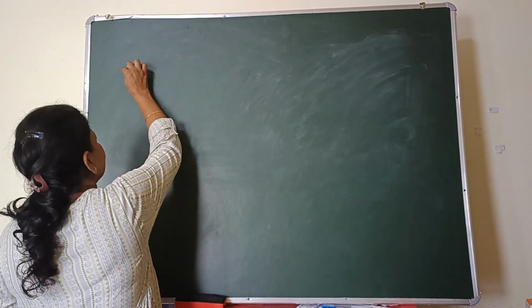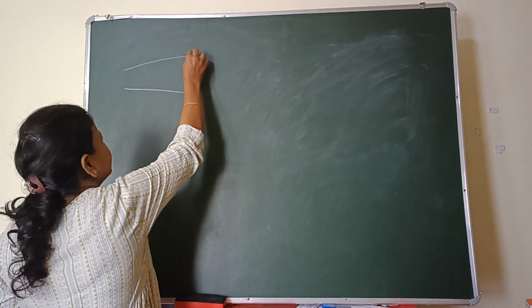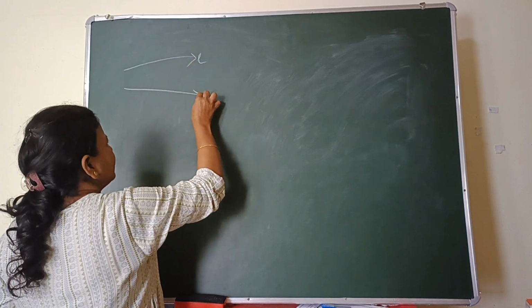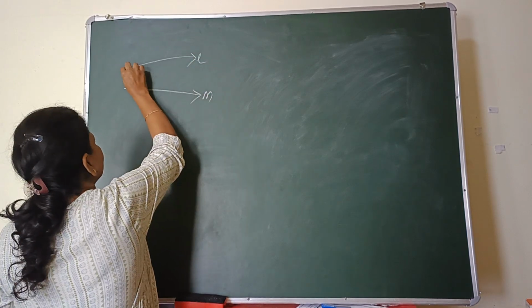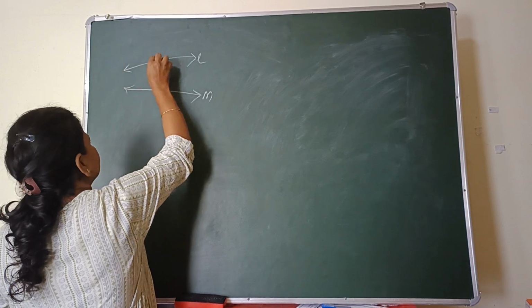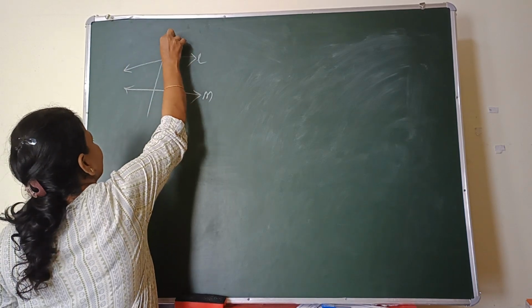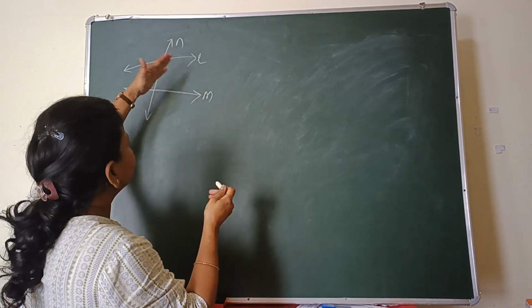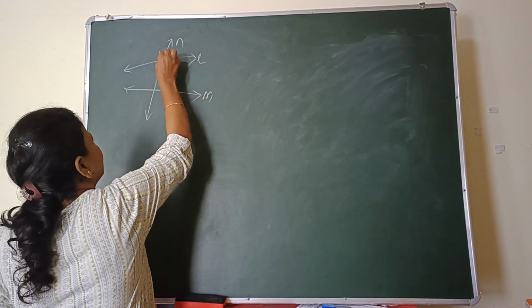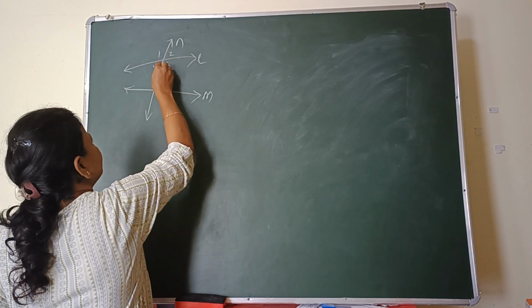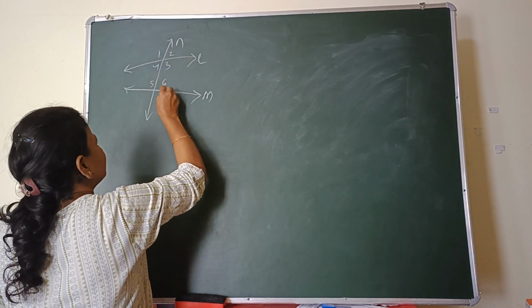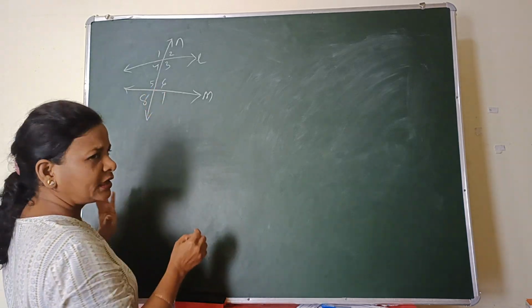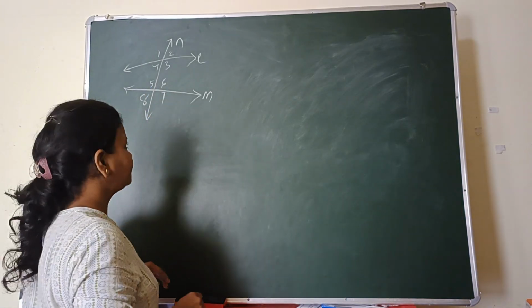Suppose there are any two lines, suppose this is L and suppose this is M. These are cut by a transversal, suppose that is N. So there are 8 angles formed in total: 1, 2, 3, 4, 5, 6, 7, 8. 8 angles are formed in all.